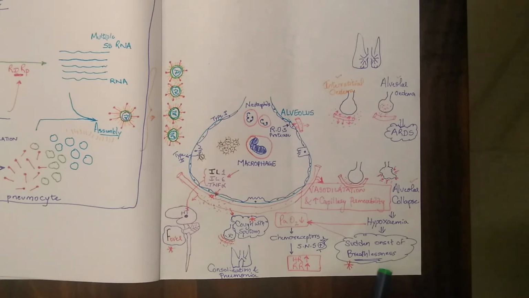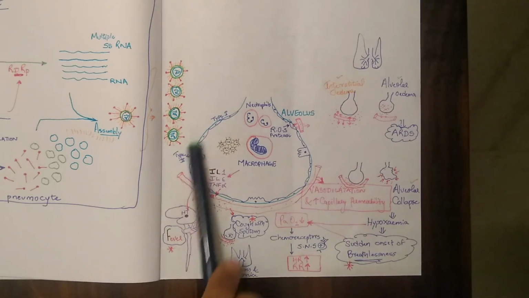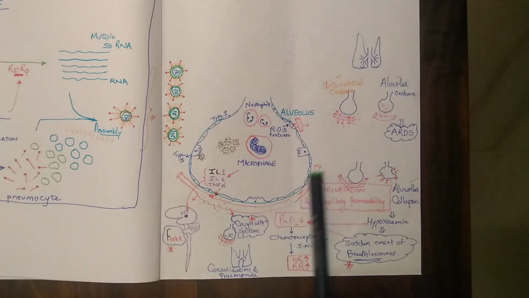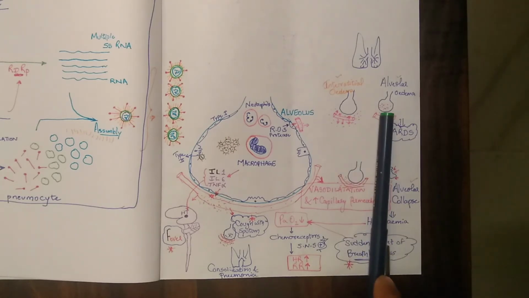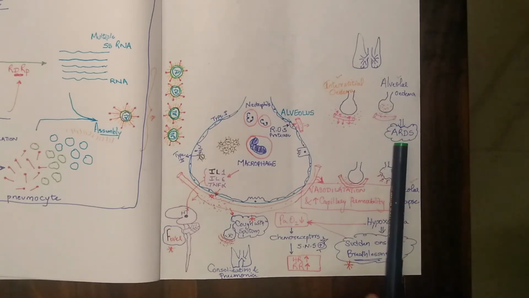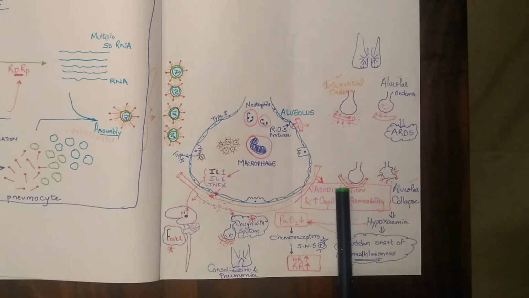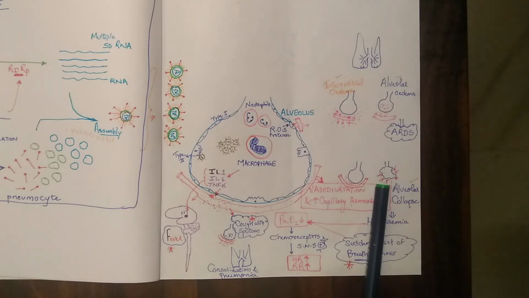I will tell you one more time why there is sudden onset of breathlessness. Because of vasodilatation and increased capillary permeability of the pulmonary capillaries around the alveolus, there is leakage of fluid. This leakage of fluid will cause interstitial edema in the lung. It can go into the alveoli and fill them up, causing alveolar edema and ARDS, acute respiratory distress syndrome, or the increased fluid, due to pressure effect, can cause collapse of the alveoli of the lung.